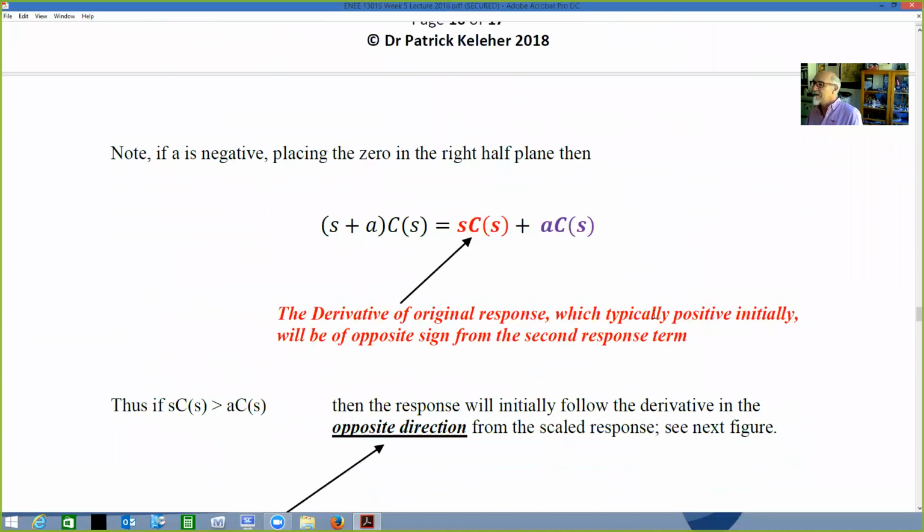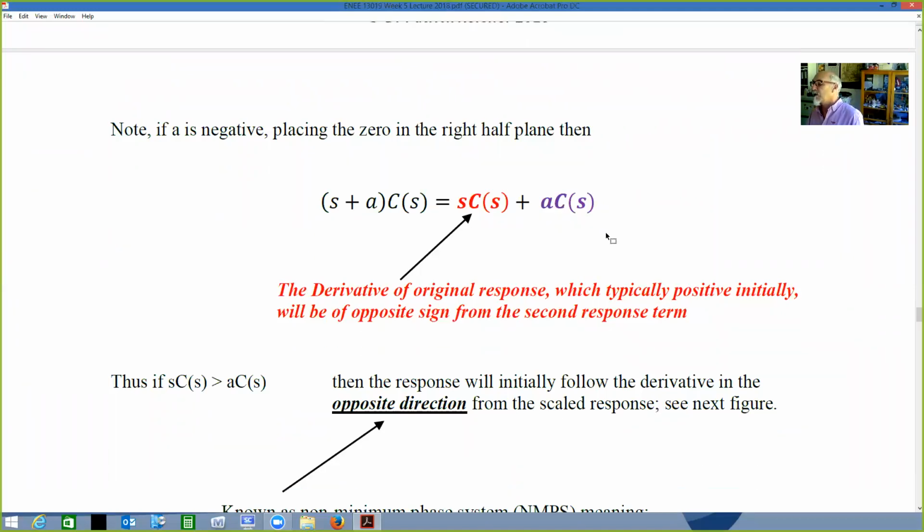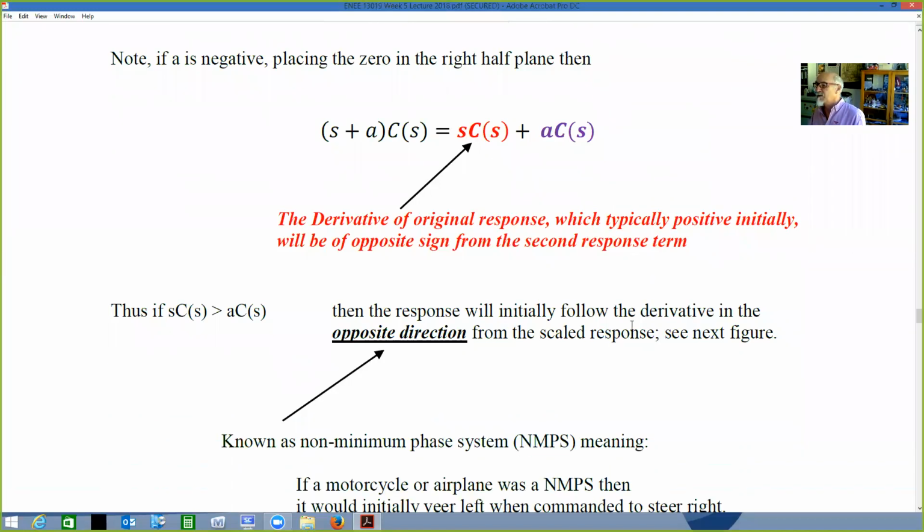Note, if a is negative, placing the zero in the right half plane, then we end up with this configuration, where this is the derivative of the original response, which is typically positive initially, and will be of the opposite sign in the second order response term.